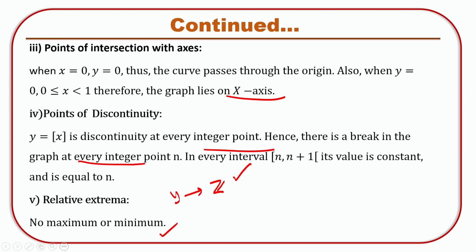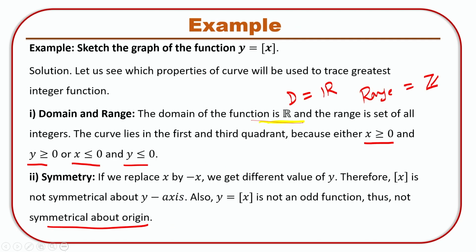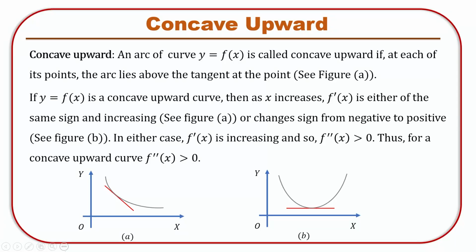We can check 14 properties as well, but there is no need. We had a complete graph of y equal to the greatest integer function with these 7 properties, right? So only the specified 7 properties will give you the function values. Similarly, now we will look at concave upward and concave downward.